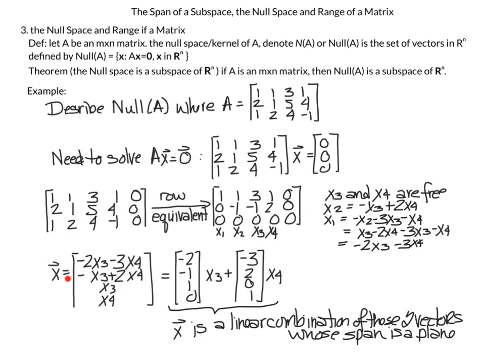So what that tells me is any vector x can be written as x3 times (-2, -1, 1, 0) plus x4 times (-3, 2, 0, 1), since there's no x3 term in the second vector, that's 0 times x3, and no x4 term in the first, so that's 0, and then 1 times x4. This means all vectors x are a linear combination of (-2, -1, 1, 0) and (-3, 2, 0, 1). I've written that out here, so x is a linear combination of these two vectors, and if you recall, two vectors will span a plane.